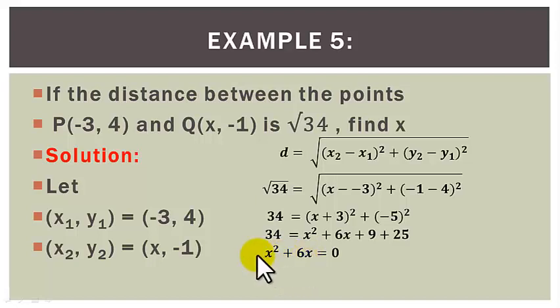Factoring x out here, since x is common, we obtain x times (x plus 6) equal to 0. If x times (x plus 6) equal to 0, it follows that either x is equal to 0 or x plus 6 is equal to 0. That is, either x is equal to 0 or x is equal to minus 6.